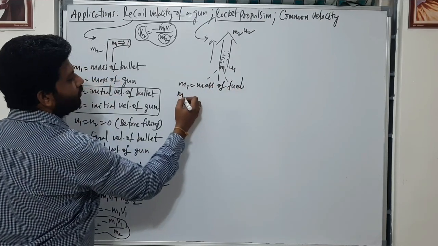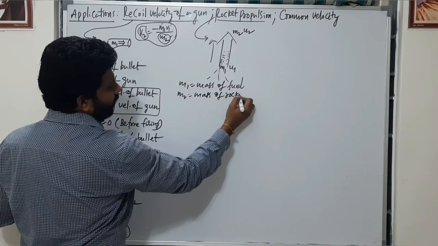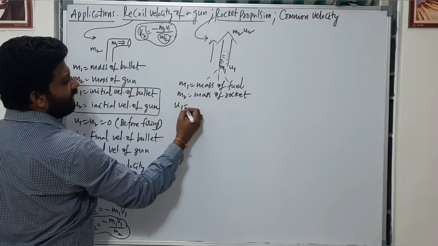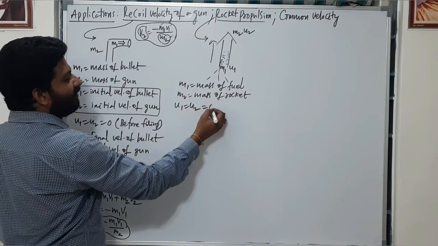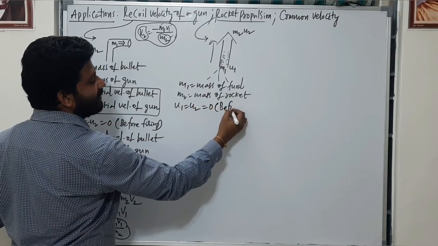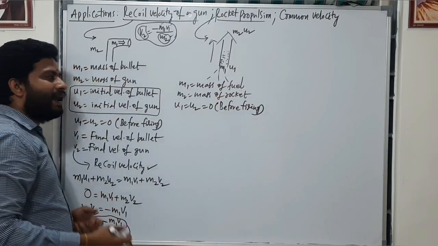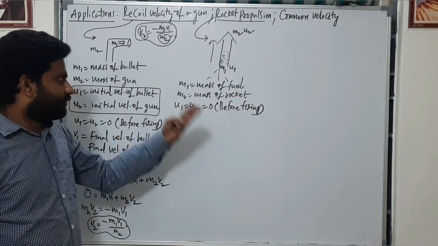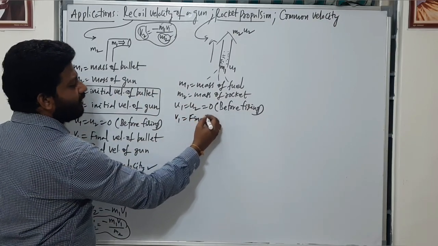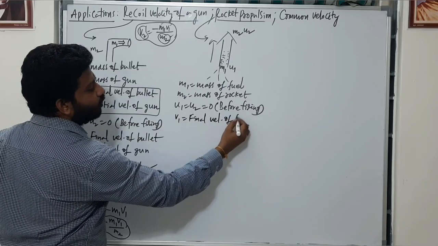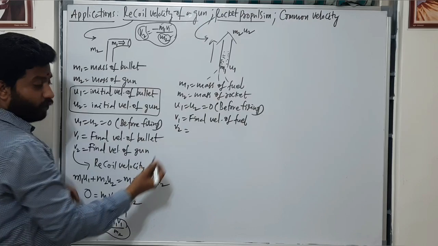What is m2? Mass of the rocket. And next, the initial velocity of the fuel and rocket before firing is 0. Yes or no? Before firing, the initial velocity of the fuel and the initial velocity of the rocket is 0. After firing, they start moving, and V1 is the final velocity of the fuel or the gases which will come out because of the reaction force.